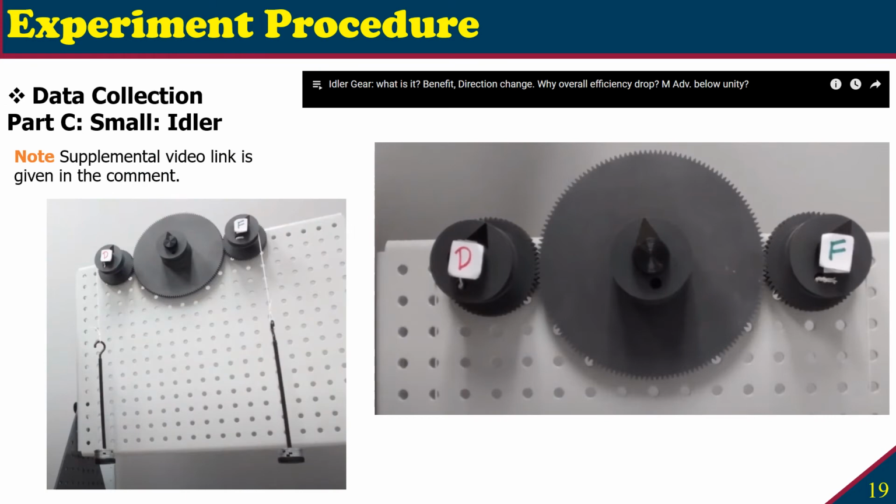So this is the arrangement for a small idler, a small gear arrangement. So you see on the image we have a small gear on the left, and then this is the idler gear, and this is the small gear again. So they are attached, mating with each other, so they have the same teeth size. And supplemental video for this arrangement is also given on the comment.